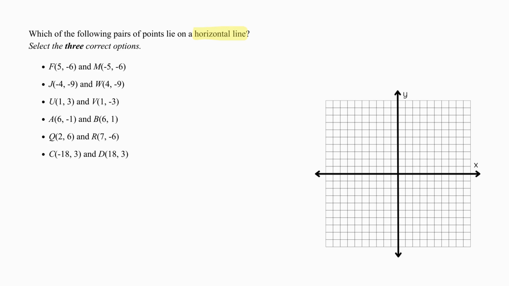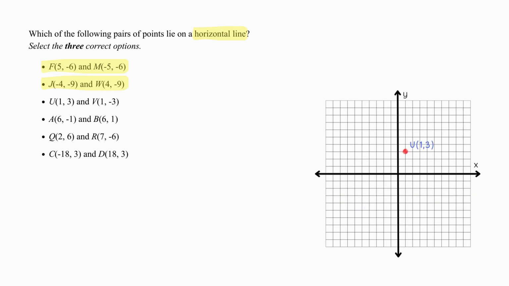So, the easiest and fastest way to solve this is to look for the pairs where the second number, y, is exactly the same. Let's check our pairs. F(5, -6) and M(-5, -6). Looking at that, both y values are -6. The height didn't change. So this is a horizontal line. J(-4, -9) and W(4, -9). Both y values are -9. This is another horizontal line.